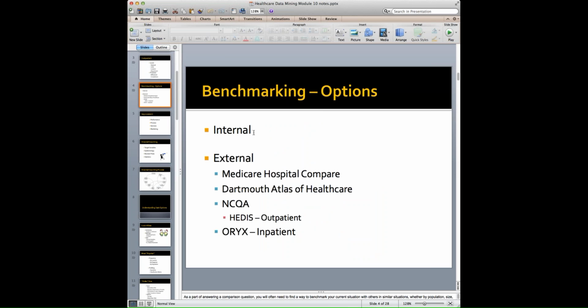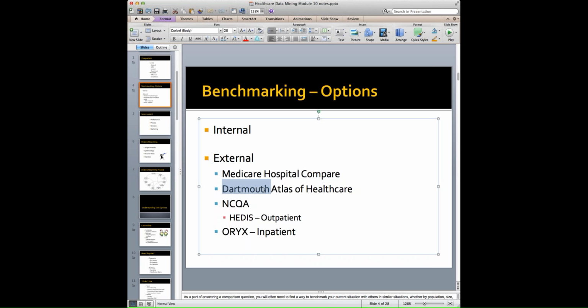If you're going to look at comparison and benchmarking, you can do internal, but don't forget to do external. I tried to give you some ideas on what you could look at. A good chunk of you are aware of the Hospital Compare website, the public one. All of these are things that you should be able to access. So Hospital Compare is one thing that you could look at.